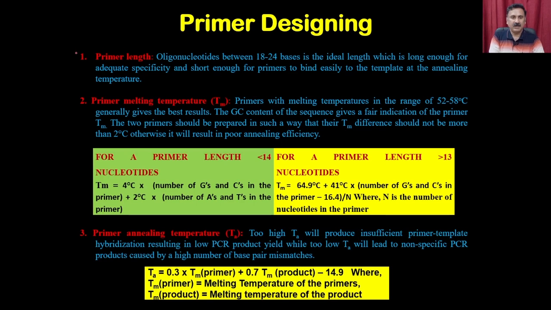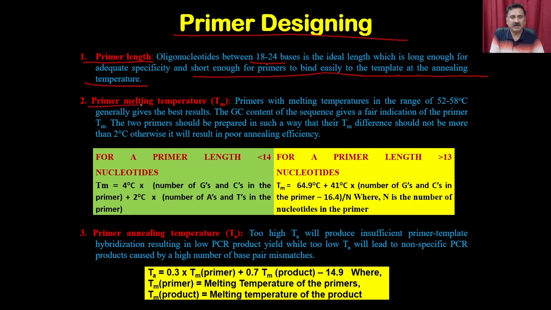So what are the criteria you are going to adopt when you design the primer? First is primer length. Primer length can be 18 to 20 bases, and it is the ideal length, which is long enough for adequate specificity and short enough for the primer to bind easily to the template at the annealing temperature.